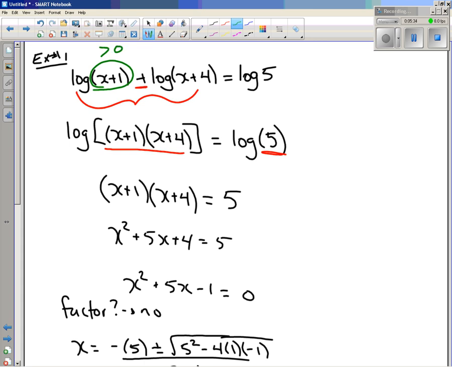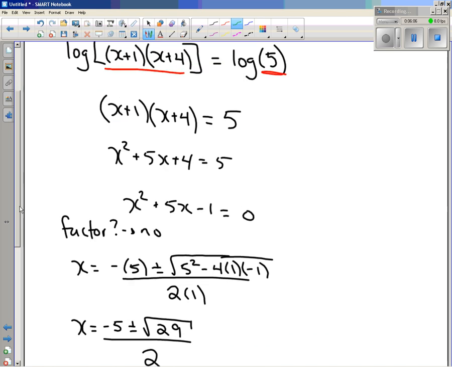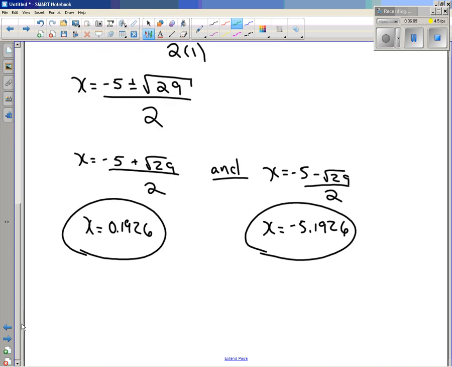From our first one, we get a restriction that x has to be greater than negative 1. From our second one, because this one also has to be positive, we get a restriction that x has to be greater than negative 4. The one that rules out the most is x greater than negative 1. That's the smallest x value we can throw in and still have a positive term inside our logarithm. So we have to have x greater than negative 1. We go back down to our solution, x is negative 5.19. This guy is impossible.